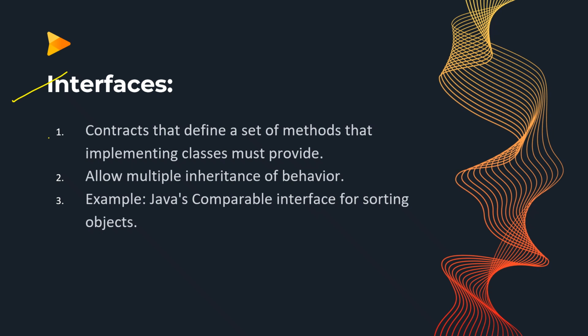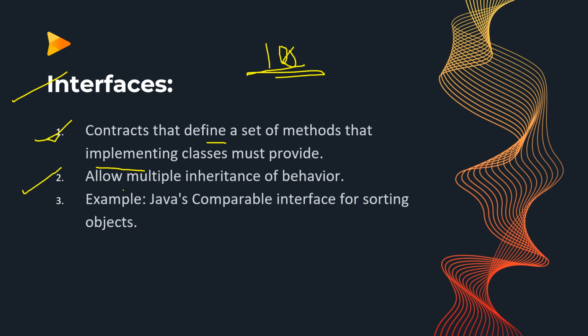Interfaces are contracts that define a set of methods that implementing classes must provide. Interfaces are like classes, but they have 100% abstraction. That means we cannot declare or use normal methods in our interface. All the methods must be abstract methods. By default, all methods in interfaces are abstract methods, so it provides 100% abstraction.